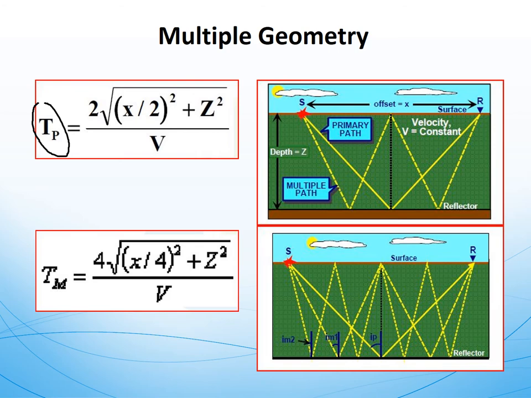Now we want to consider the multiple, in this example the first type of multiple. Since the wave travels to the reflector, goes back to the surface, and bounces back, it means you need double the time of the primary. So you have a multiple time, Tm, equal to 4 times the square root of (x over 4) squared plus z squared, over v.